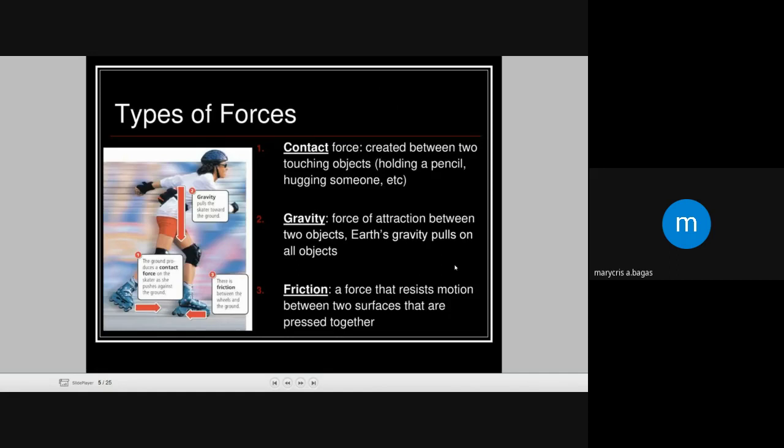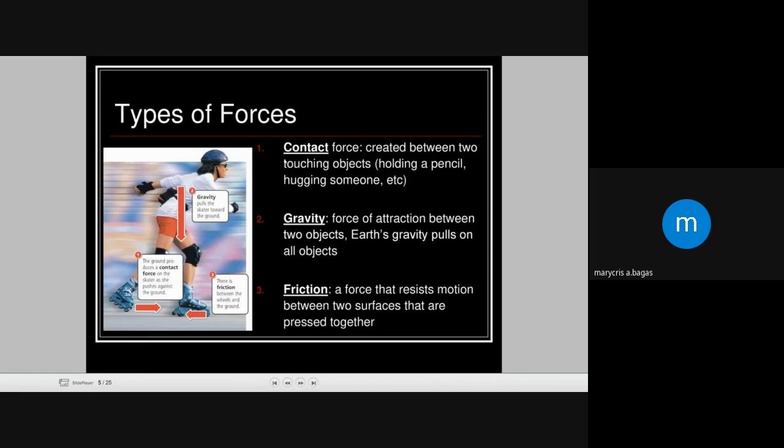Types of forces. Number one, contact force. Contact force is created between two touching objects. Example, like holding a pencil or hugging someone. That's an example of contact force.